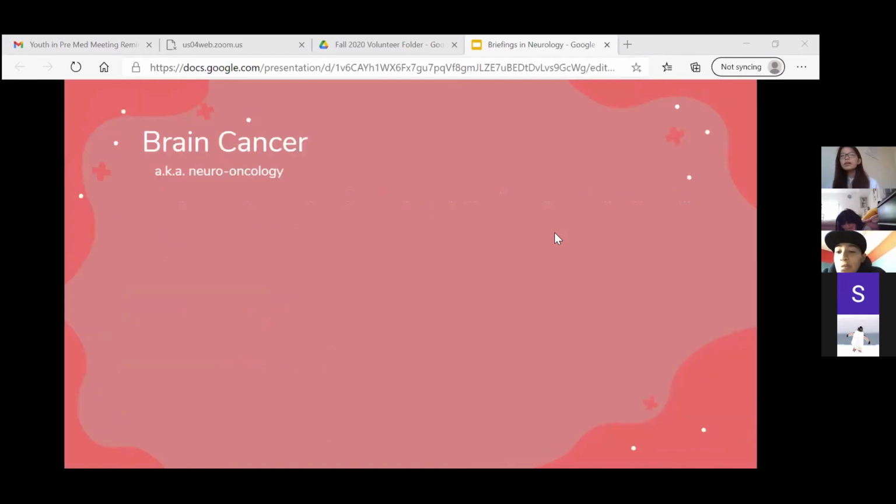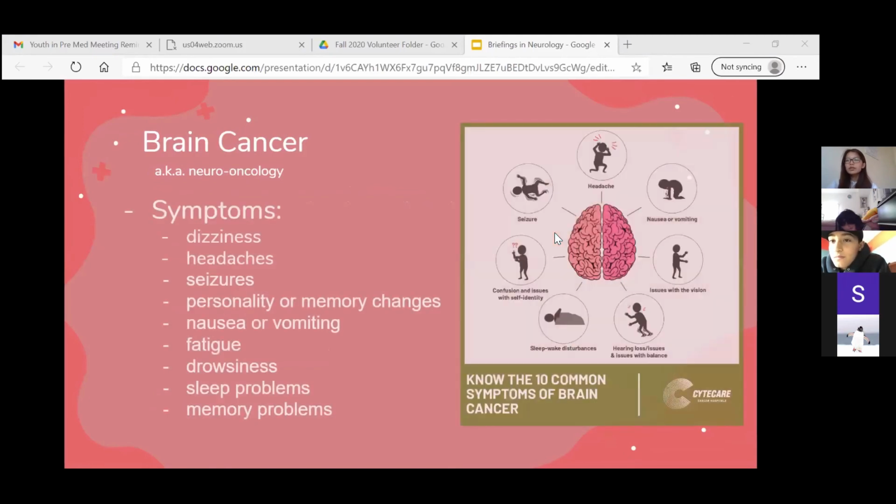So next we'll be talking about brain cancer, and this disease usually affects older people. Some of the symptoms are dizziness, headaches, seizures, personality or memory changes, nausea or vomiting, fatigue, drowsiness, sleep problems, and memory problems.